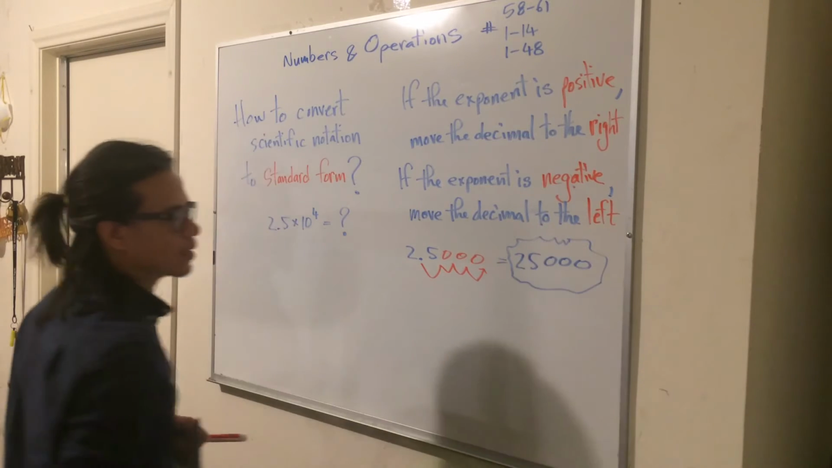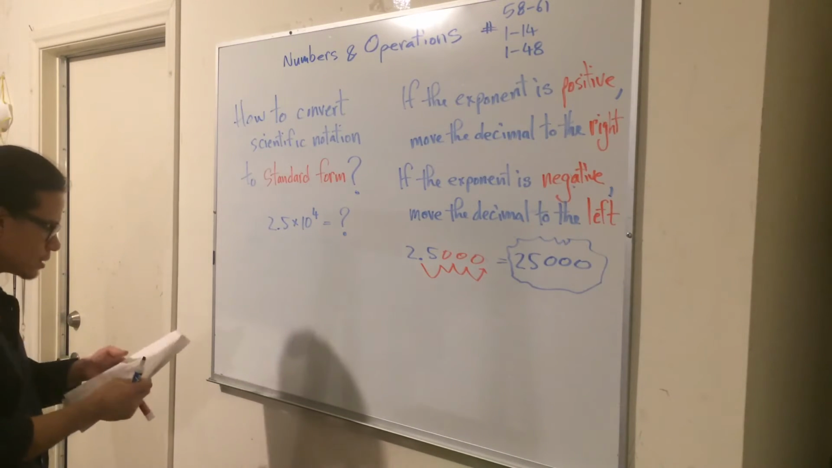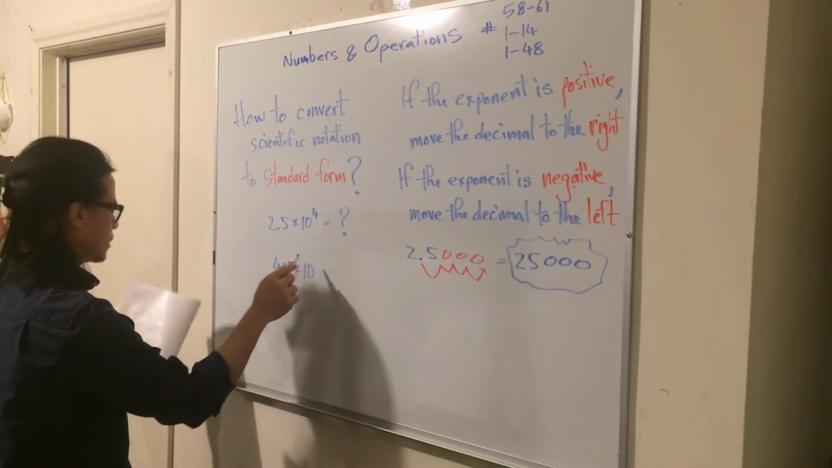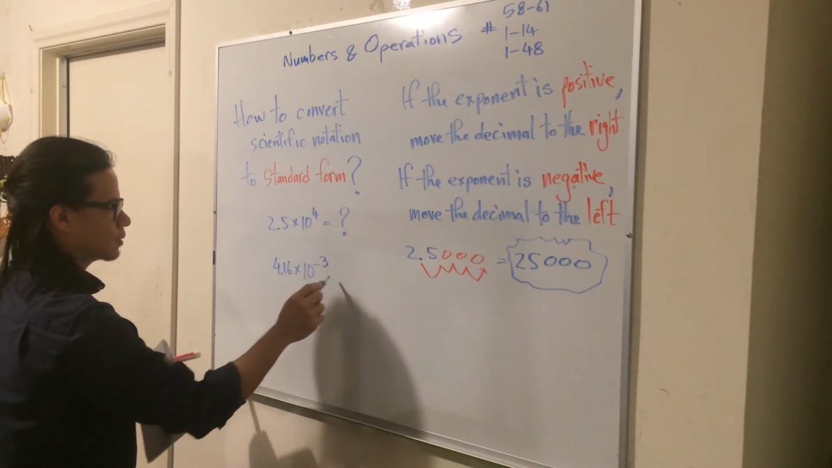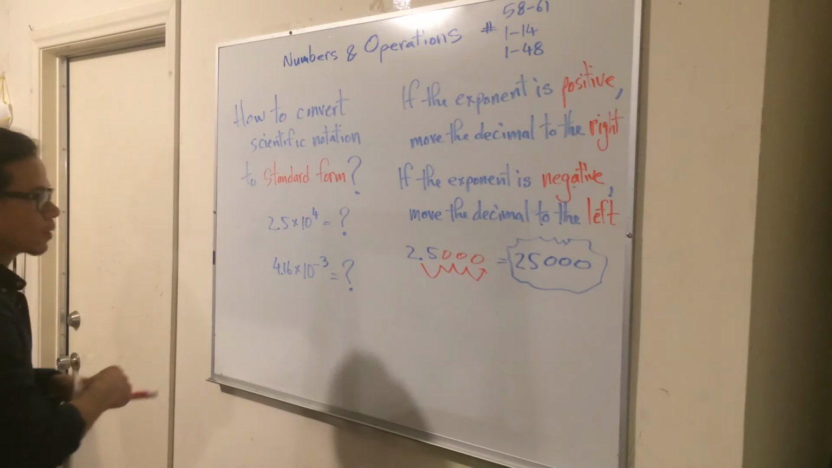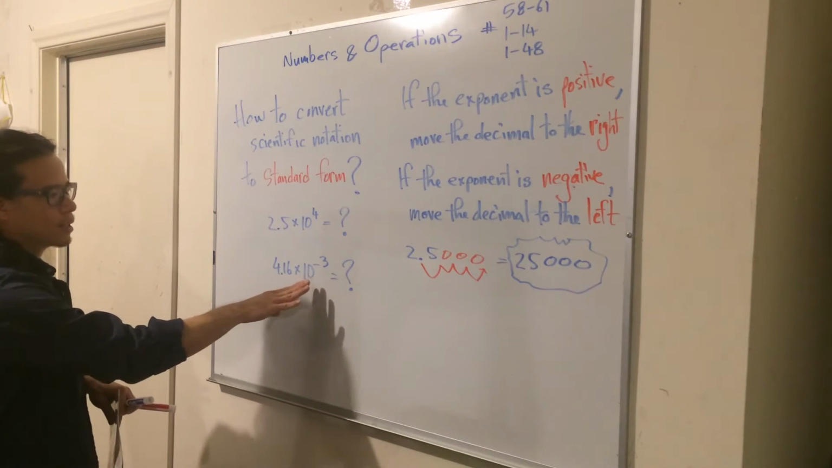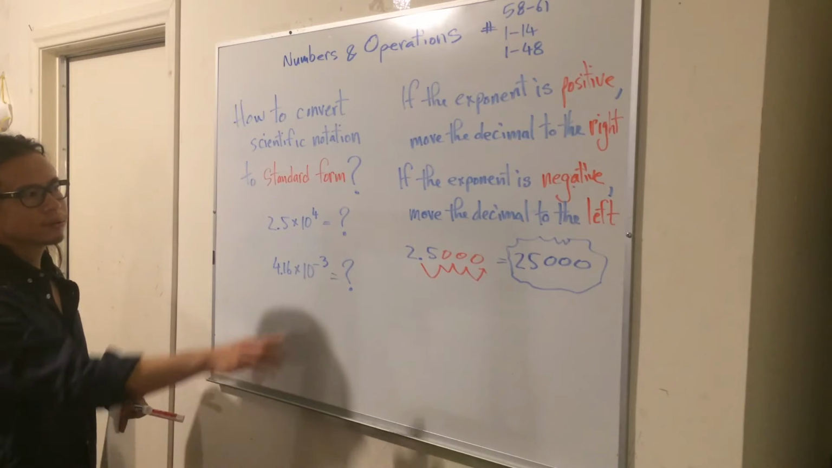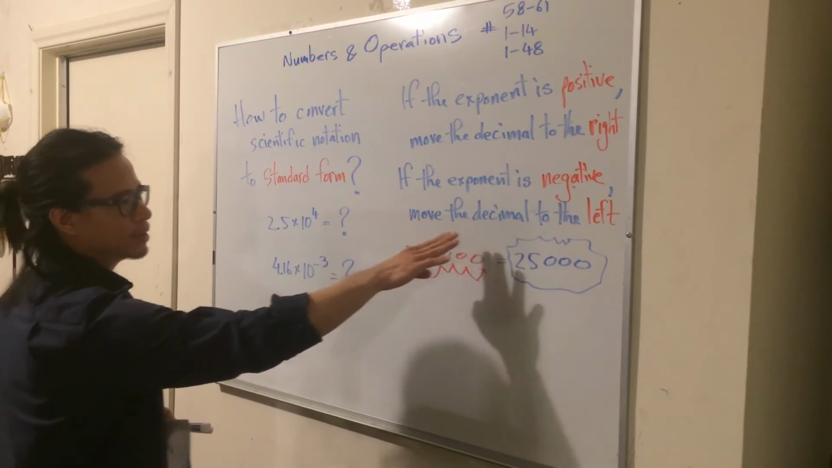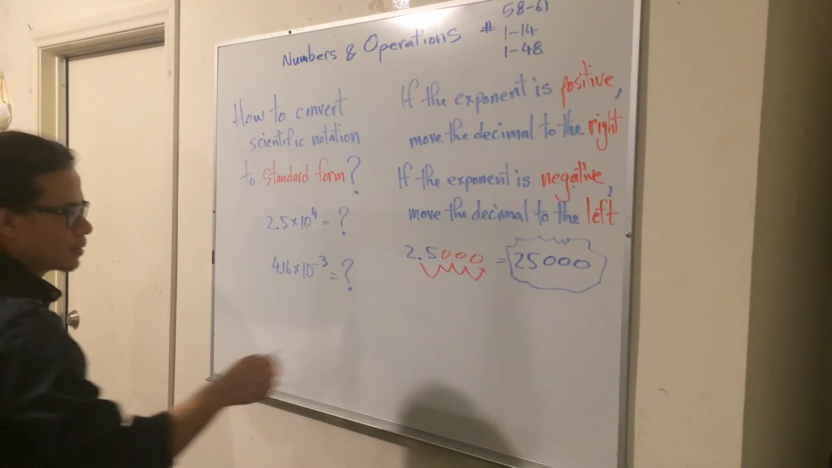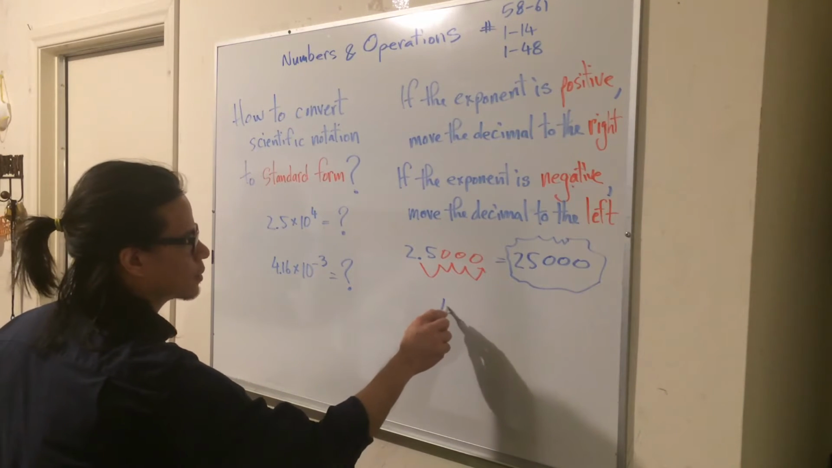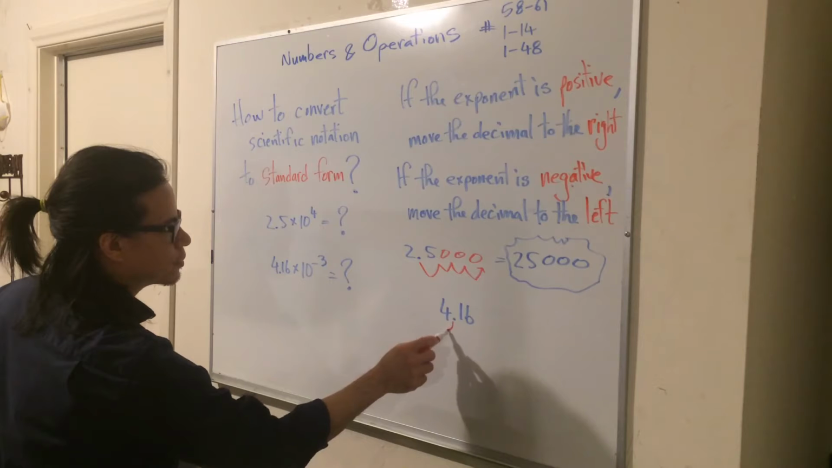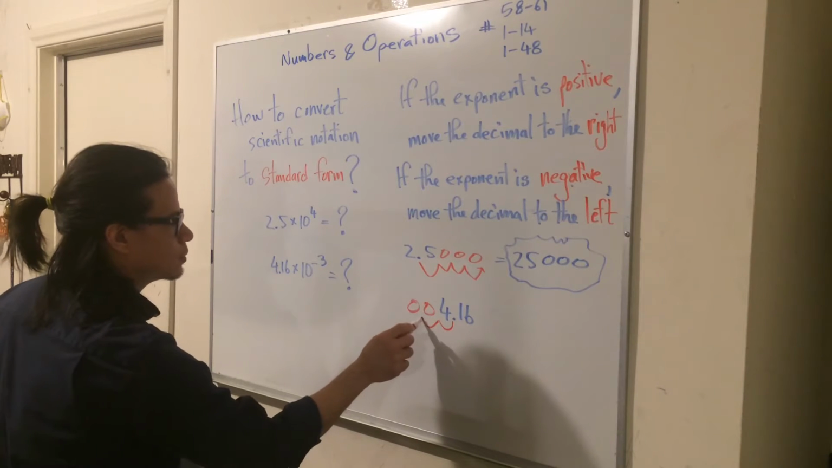There it is. Okay, piece of cake, right? Let's look at another one. Let's go with 4.16 times 10 to the negative third. What would that equal? Ask yourself, is the exponent positive or negative? Negative 3. So our exponent is negative, we're going to move the decimal to the left. So write down 4.16, and then we're going to move the decimal 3 places: 1, 2, 3.